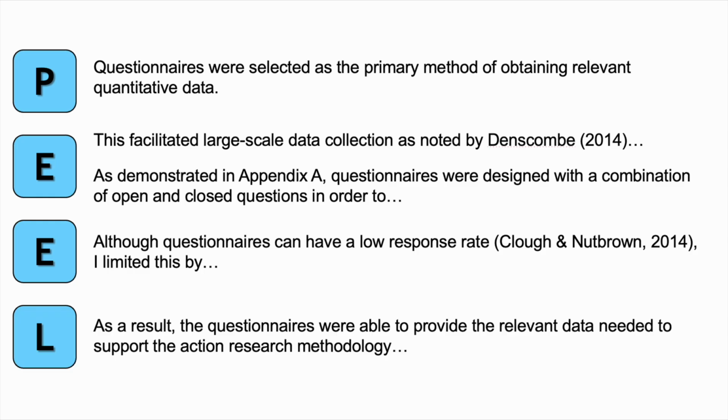Here's an example of a PEEL paragraph in this section. Questionnaires were selected as the primary method of obtaining relevant quantitative data. Then we've got the evidence. This has been demonstrated in Appendix A. Remember, appendices are A, B, C, D, etc.